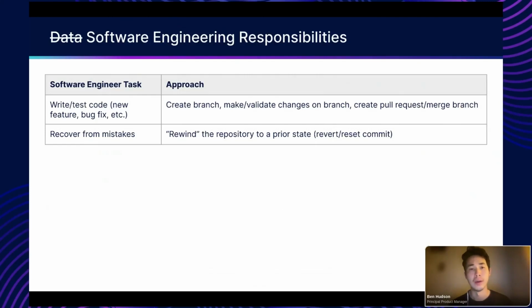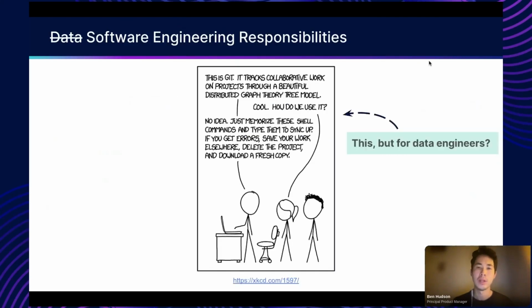When something does go wrong as well, rewinding the repository to a prior state is fairly simple, quote unquote, fairly. You can revert or reset commits, right? Basically rewind your repository to somewhere back in time. So this looks a lot cleaner and a lot less painful than the world of data engineering. Why can't we do this in the world of data engineering?